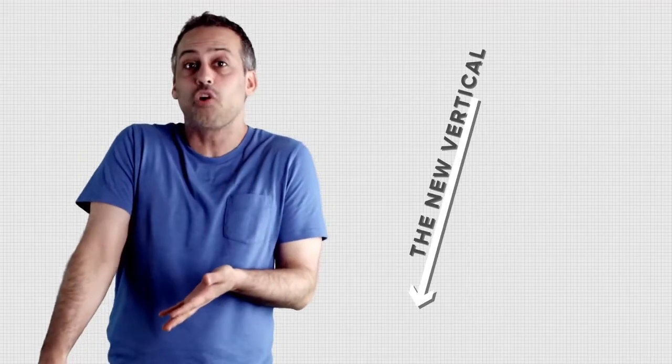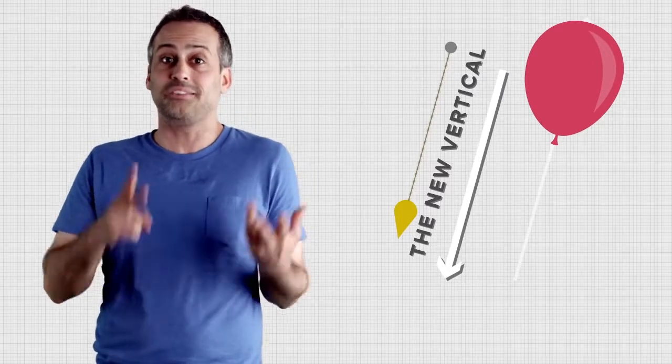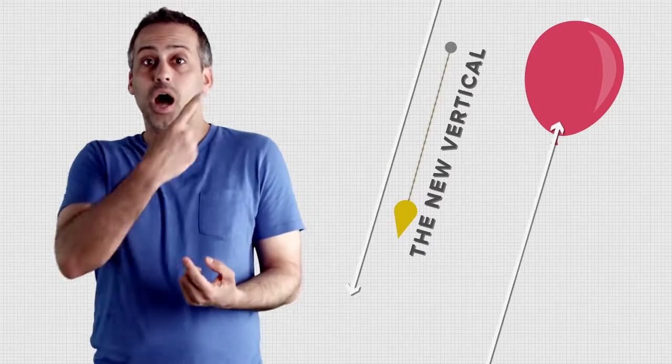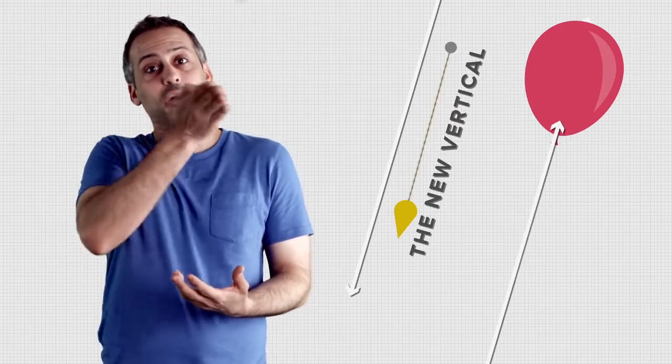That is the new vertical, and the pendulum string and the balloon string are just aligning with the vertical the way they always do. The pendulum hangs down, and the balloon aims up, because air is denser on the ground and less dense at higher altitudes.